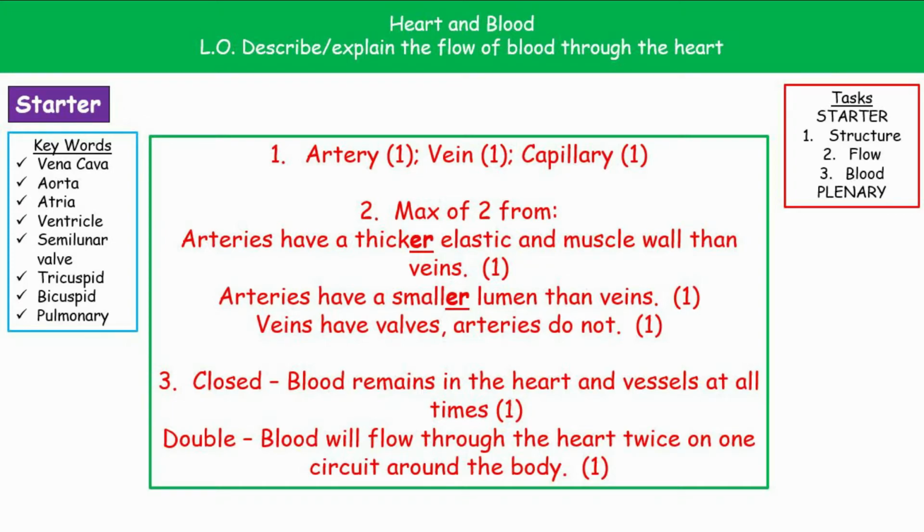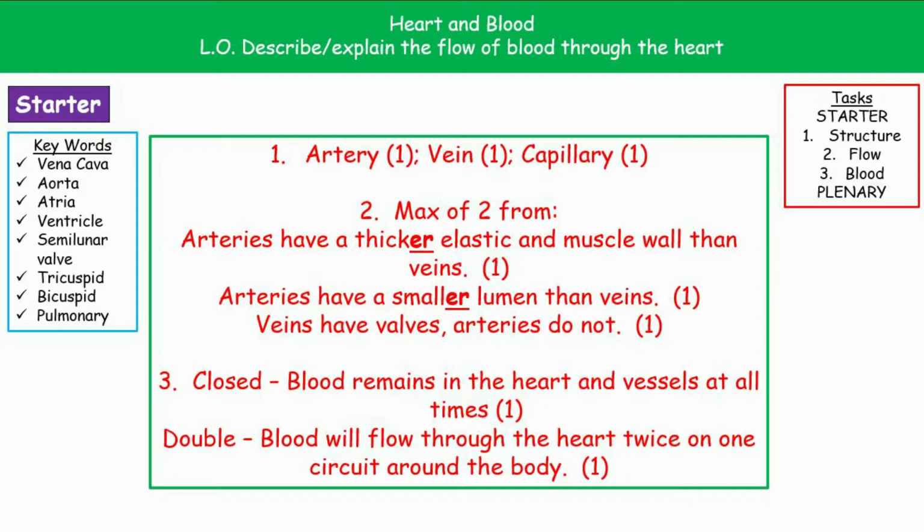So maximum of any 2 from. Arteries have a thicker elastic and muscle wall than veins, or arteries have a thick elastic and muscle wall and veins have a thin one. That works. Arteries have a smaller lumen than veins, or arteries have a small lumen and veins have a large lumen. Or finally, you could have said that veins have valves, but arteries do not. You've got to have both comments about the artery and the vein to get any of those marks.